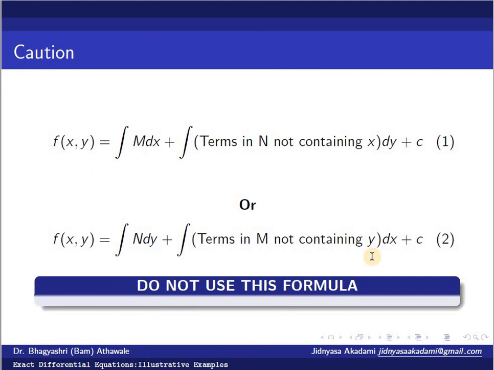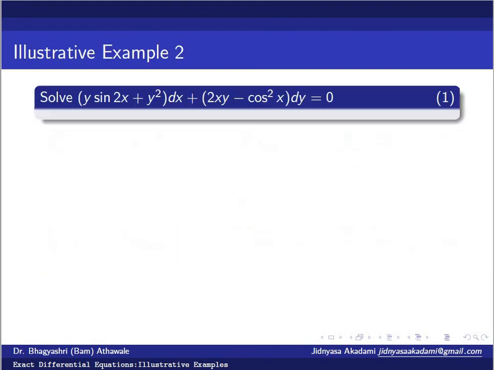In our previous problem, if we apply it, we get the same answer, no doubt. But in some problems, this formula gives us wrong answers. Basically, there is no proof of this formula. We can't prove it, and we can't apply it to all the problems. So it's wrong to use this formula. Don't use it at all. Let us consider another example, and in solving that example, you will come to know why you should not use this formula.